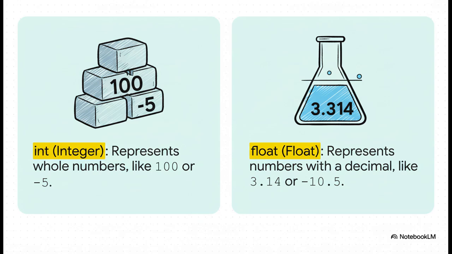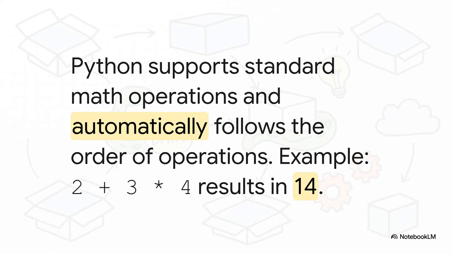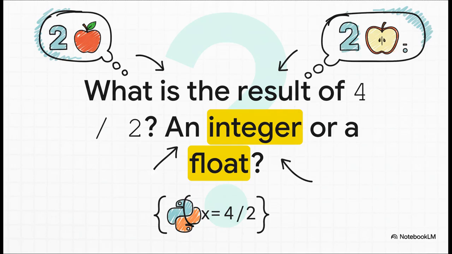Pretty simple, right? And just like you'd expect, you can do all the standard math with these number variables. Addition, subtraction, you name it. Python even respects the order of operations, from back in school. So if you give it 2 plus 3 times 4, it knows to do the multiplication first, giving you 14, which is exactly what you'd want. But there's one little quirk about division in Python that's really important to know.